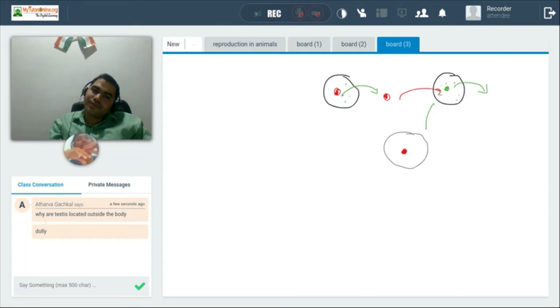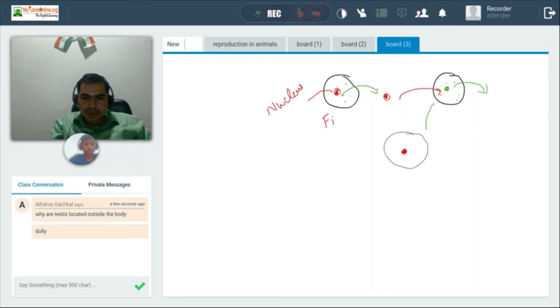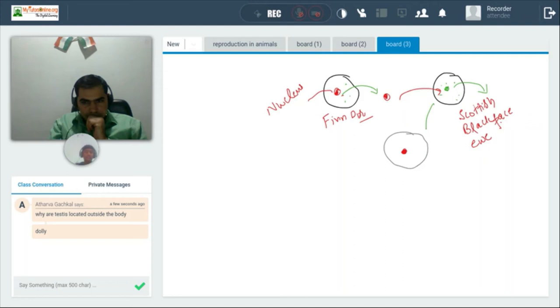Then see, after that, tell me what we did then. Then we had taken the egg from the Scottish ewe and one cell from the Finn Dorset Sheep, and the nucleus from the cell was removed and entered into the egg of the Scottish Sheep. Till that much, okay, well understood.